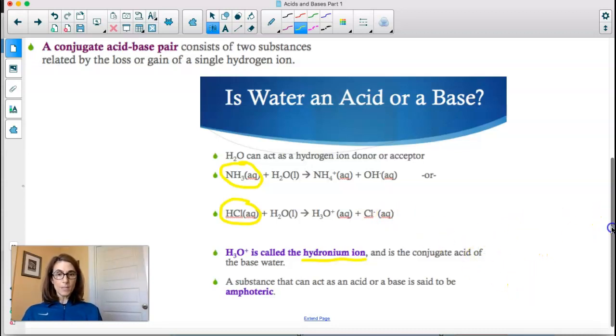And any substance, for instance, water is an example, any substance that can act as both an acid or a base is said to be amphoteric. So amphoteric is an important vocabulary word there to know.